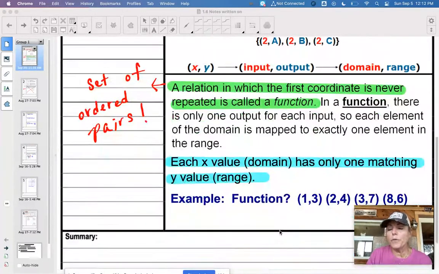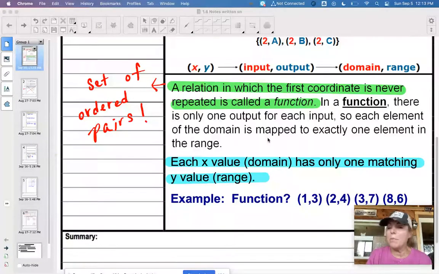A relation in which the first coordinate, that's the X's, is never repeated is called a function. A relation is a set of ordered pairs. In a function, there is only one output for each input. So each element of the domain is mapped to exactly one element in the range.